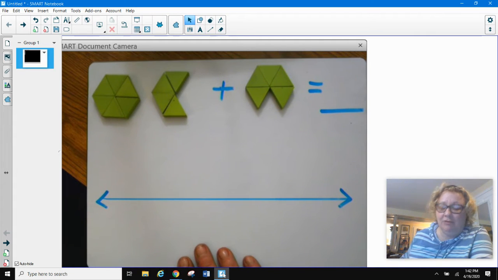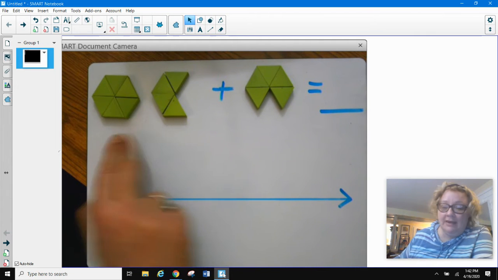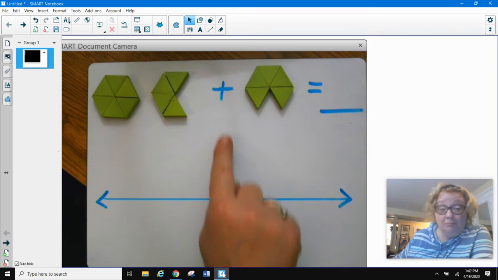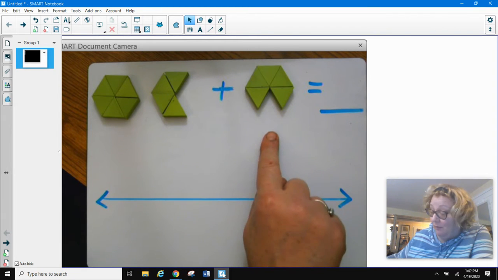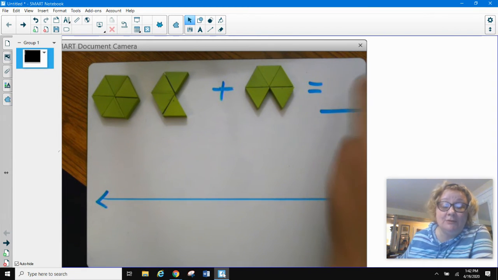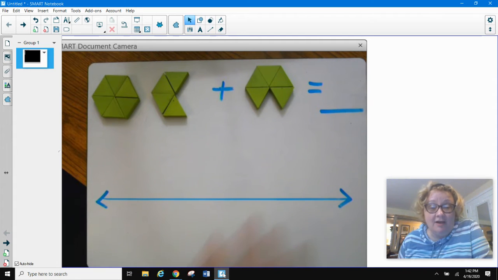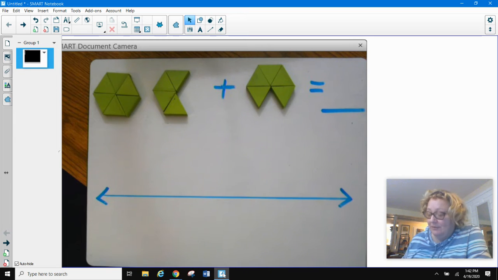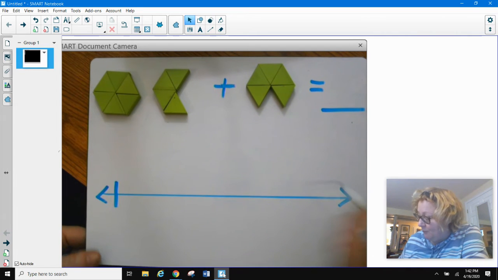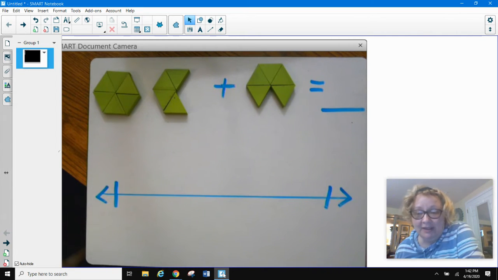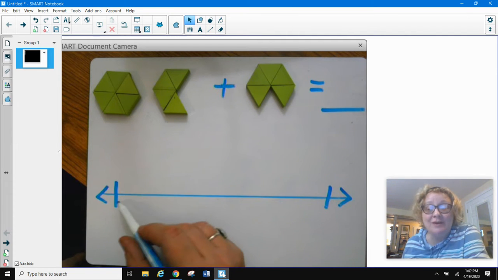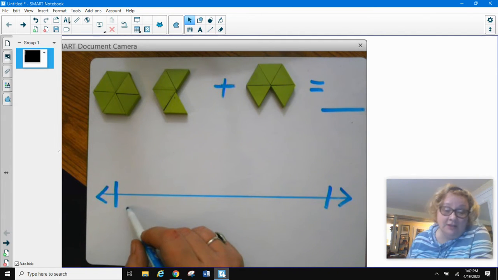This particular problem has a whole and then some plus something less than a whole. It equals, and we don't know what the answer is yet. We are going to use this number line to solve it. And traditionally, when we do a number line, we have a start point and an end point. This is the most important part of your solving this problem because you've got to decide where do you want to start on the number line.